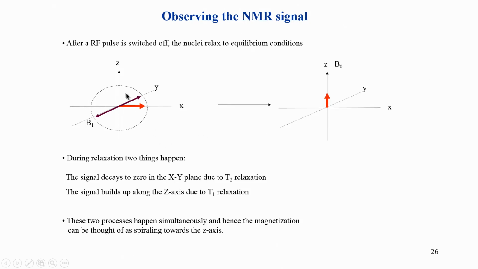So, this is now what happens after the pulse is stopped. What I said is we first apply a pulse which takes the magnetization, let us say by 90 degrees. So, this is a 90 degree pulse. Now, the moment you remove the pulse, the magnetization has to go back to equilibrium. This is the equilibrium scenario. So, it has to go from this direction back to this. So, how does it go?